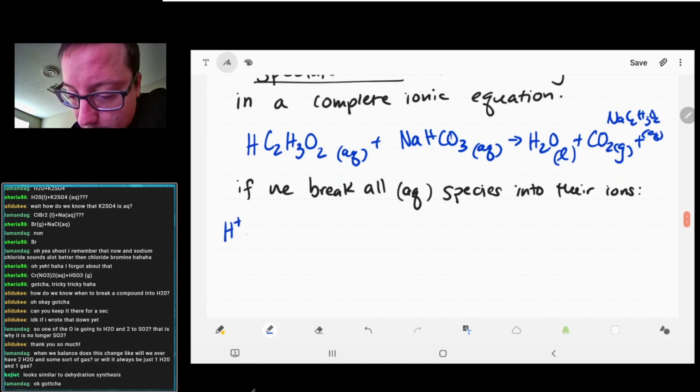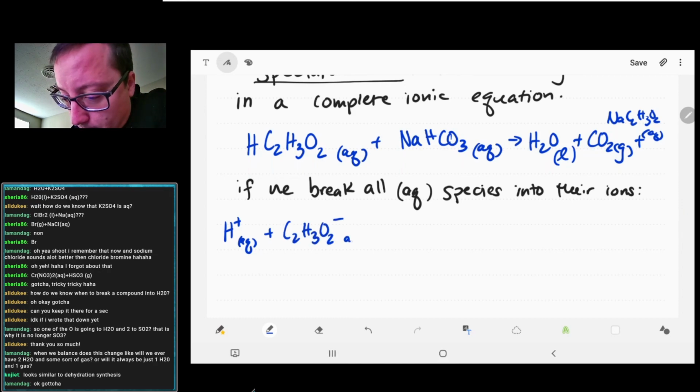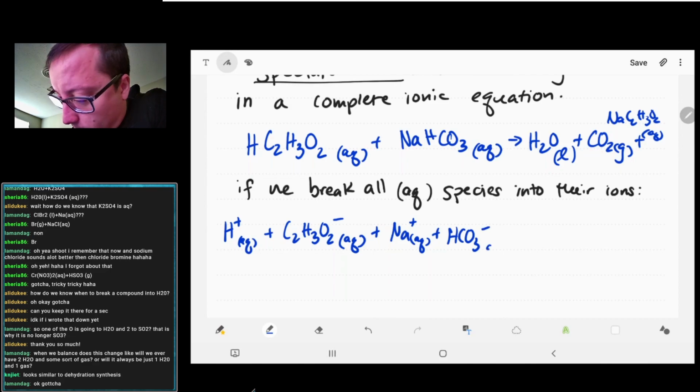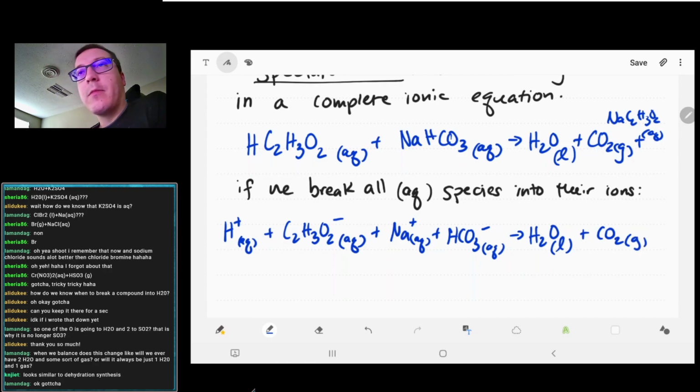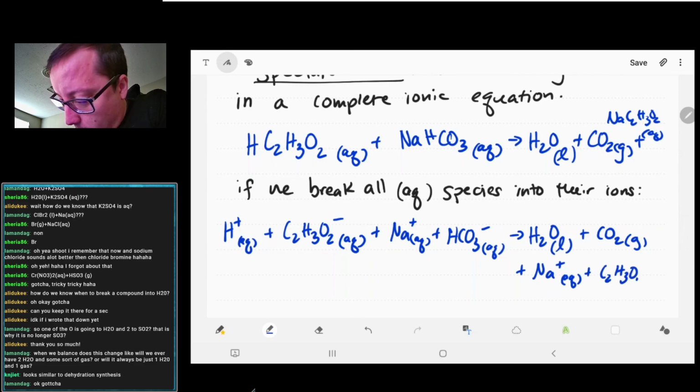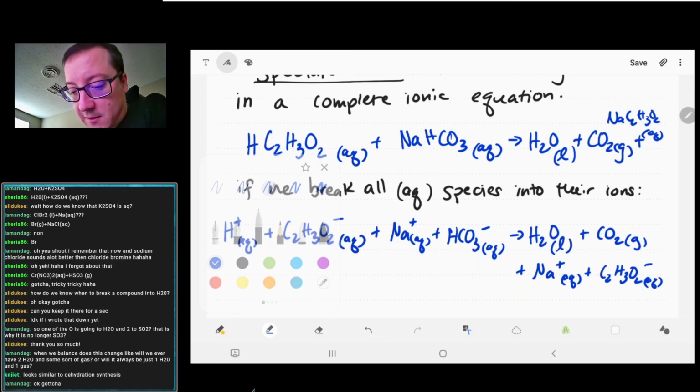So if we break our acetic acid up, and if we break our sodium bicarbonate up, I'm going to leave the water alone and the carbon dioxide alone, because those are not aqueous. Sorry, I've kind of run out of room here. So remember, aqueous means things are dissolved in water. And we saw that when things dissolve in water, the ions split apart. Right? We saw that when we talked about solutions.